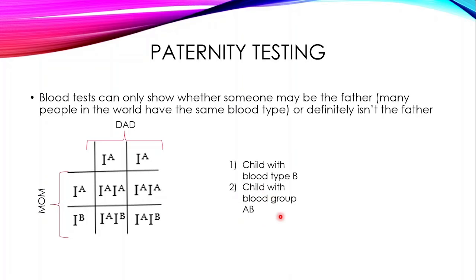But if it says child with blood group AB, so the mom has AB and the dad has AA, so there are now two possibilities for IA and IB. So now we know that this combination is possible. This could be the dad. But we don't know for certain that this is the dad because there are many people in the world who have IA or a different kind of genotype, which would also code for blood group AB. So this could be the dad, but it's not conclusive evidence. But for the other example, we definitely can say that this is not the dad because there's no offspring here that can be blood group B.